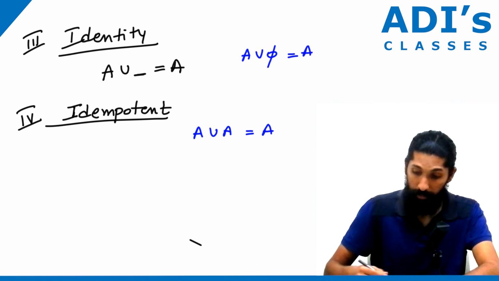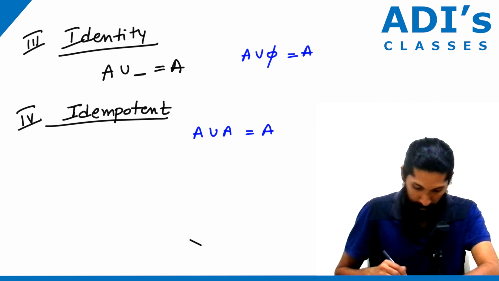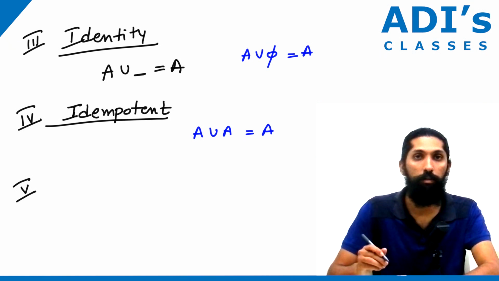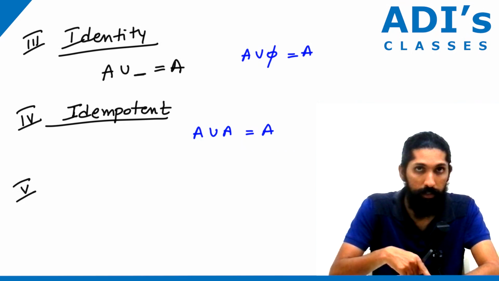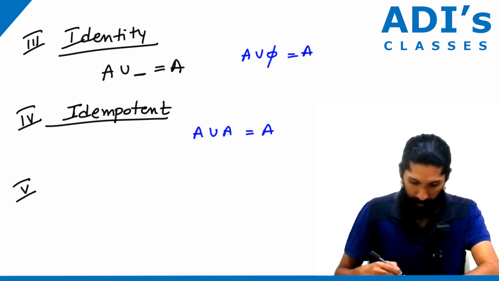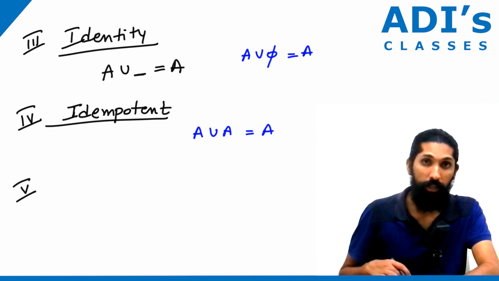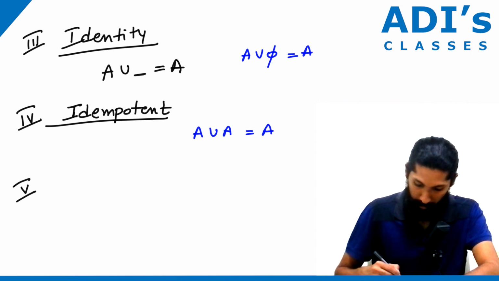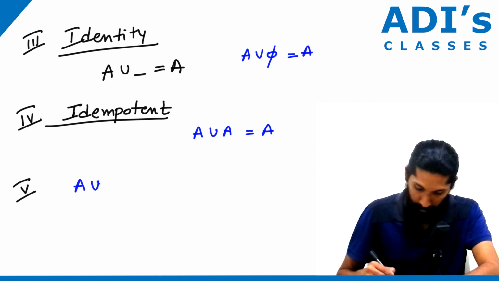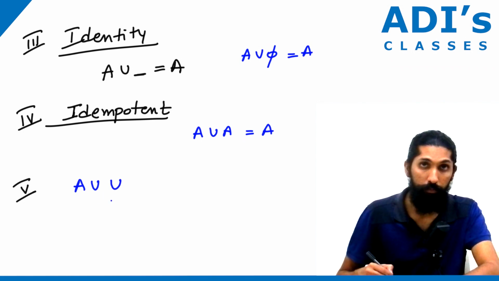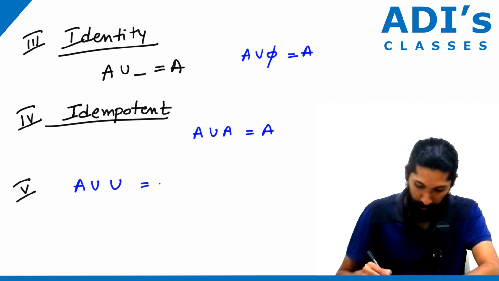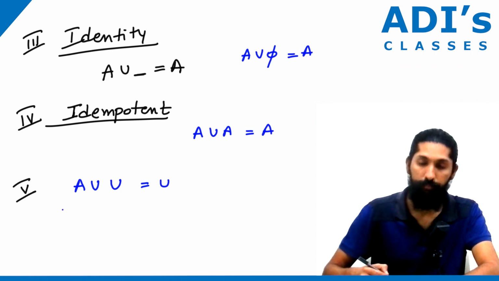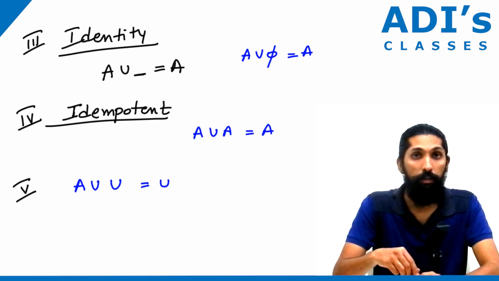Fair enough? The next law, or you can say the next property, talks about the union of the universal set and the set itself. Okay, there is no name as such for this particular law or property. We just say, suppose you have A union the universal set U. This value becomes U. Okay, so this is the fifth one.